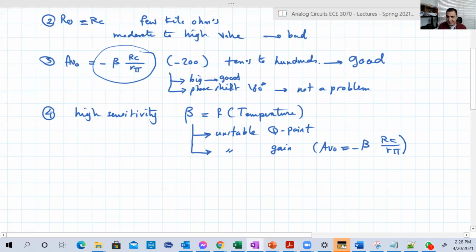Okay, so here we see that the most advantageous point about common emitter is the gain, but we have a problem with our input, we have a problem with our output, we have a problem with the stability. But for the stability, we can solve it.